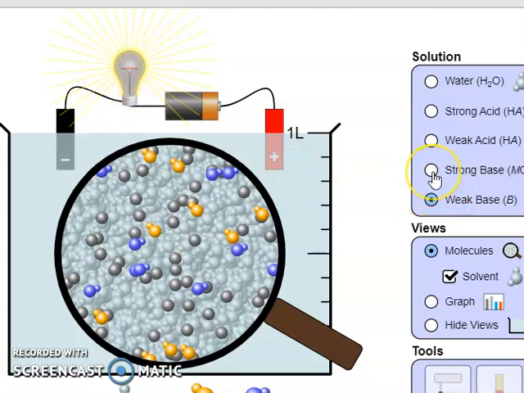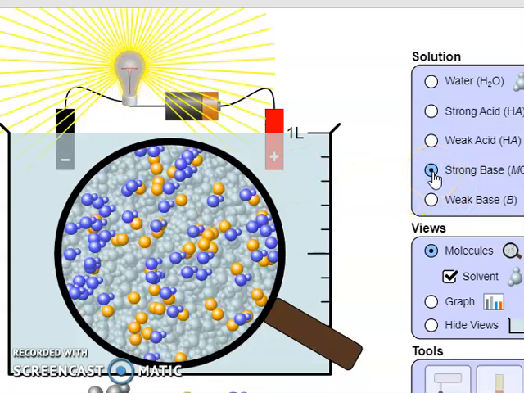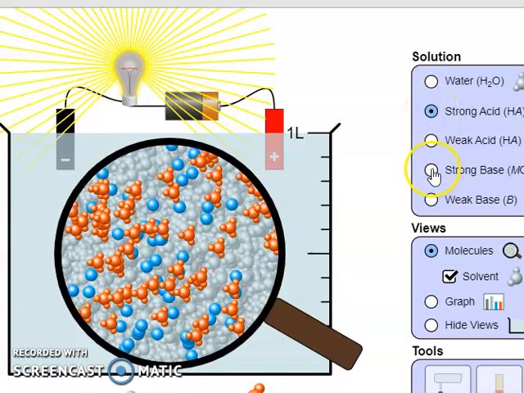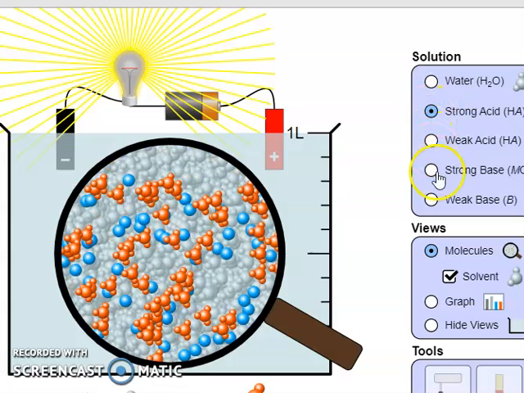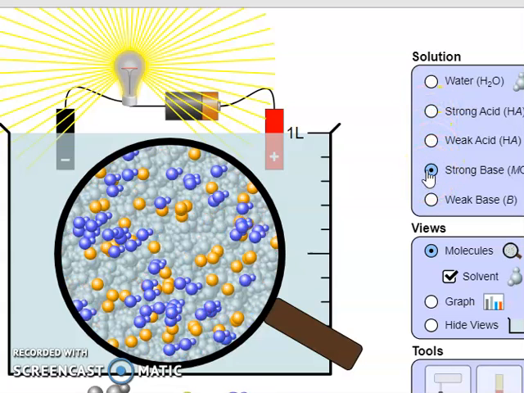So let's look at a strong base. Okay, very strong. Lots of ions in here. Look at all those base ions. We've got tons of base ions in there that are conducting electricity. In fact, let's even compare a strong acid to a strong base. It looks the same for the strengths here, just with different colored ions, but it really has a lot of them in there compared to the others.